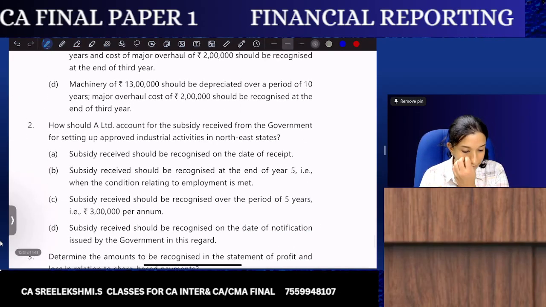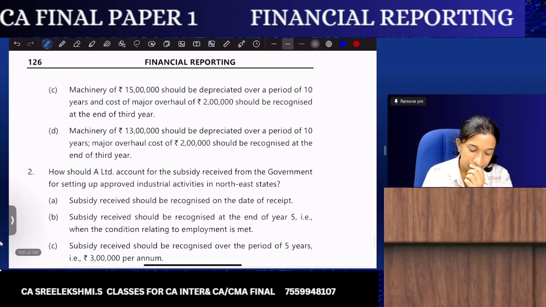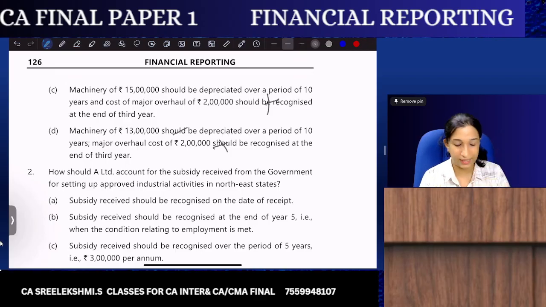13 lakhs should be major overhaul, 2 lakhs should be recognized. No, option B is the right answer.